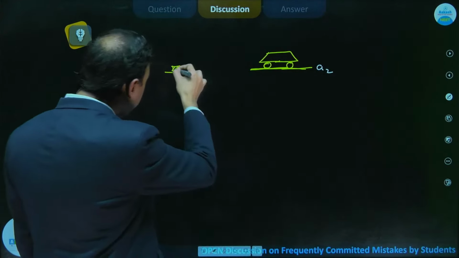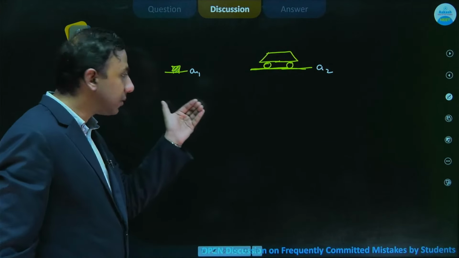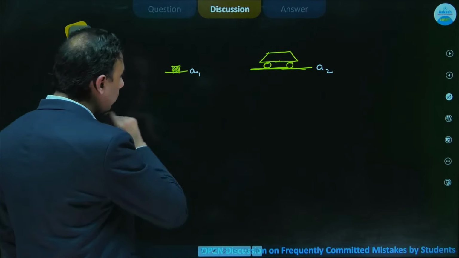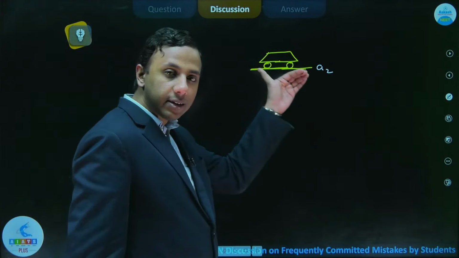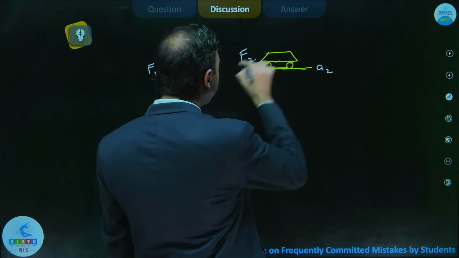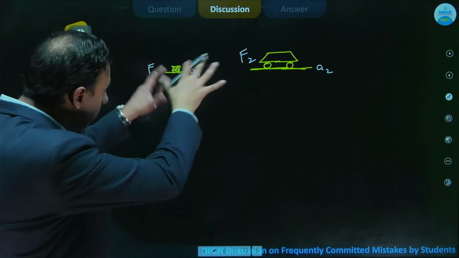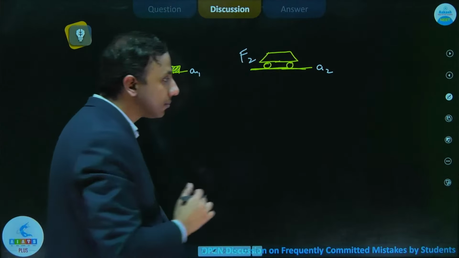And the force this weight is exerting on that piston, let's call that force F1. What about the car? The car is, let's say, exerting force F2. I'm writing it over here. And remember, this is your hydraulic lift. That means this is connected to that. All right.